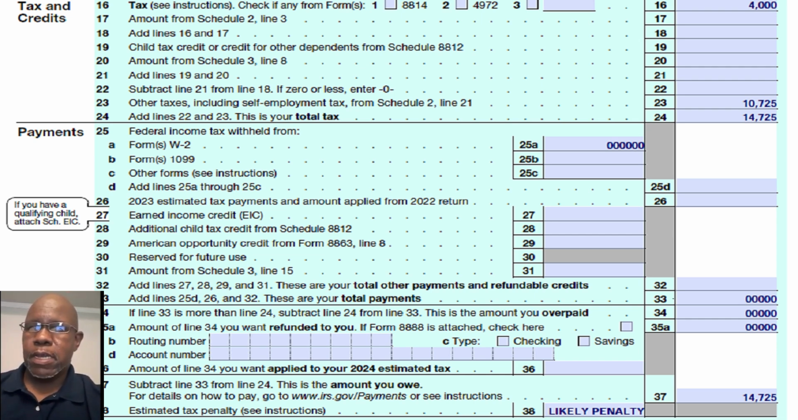But also keep in mind, we have line 23, self-employment tax, 10,725. So our total taxes is $14,725. All right, that's what we're looking at when we have self-employment income. Okay, the same $75,900 as self-employment income, 1099 NEC income, versus $75,900 on W-2.